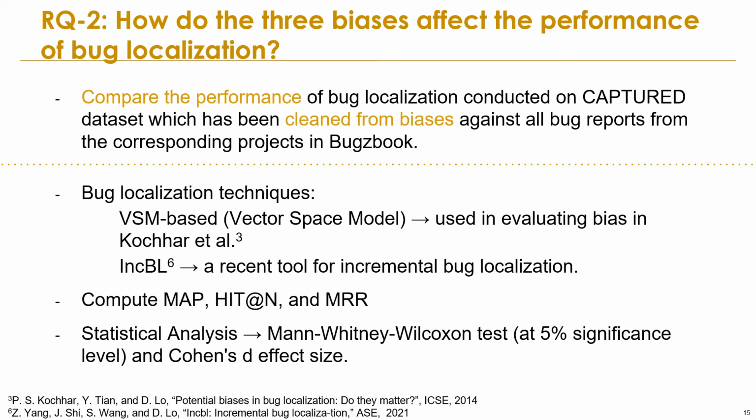We choose two bug localization techniques: the VSM-based one that was used in evaluating bias in the previous study, and IncBL, a recent tool for incremental bug localization. We then compute the MAP, Hit@N, and MRR to evaluate the bug localization results. Following the previous work by Kochhar, we use Mann-Whitney-Wilcoxon and compute Cohen's d effect size to compare the bug localization results when evaluated using the clean and dirty dataset.